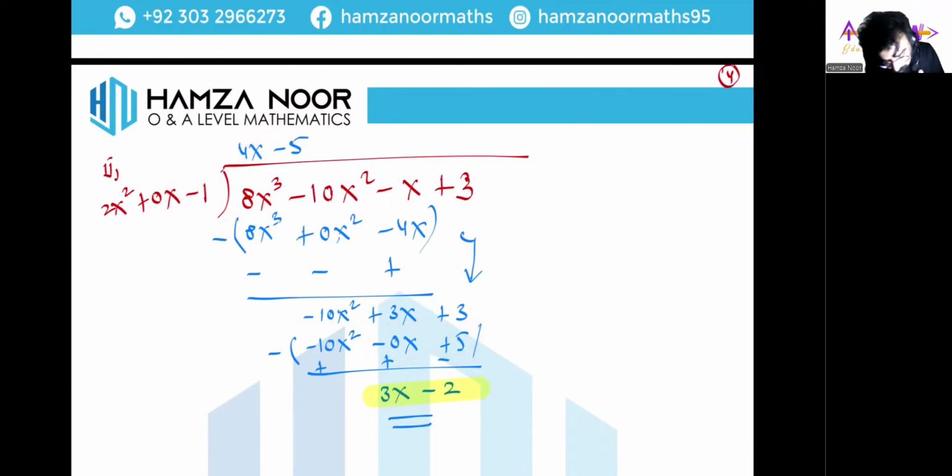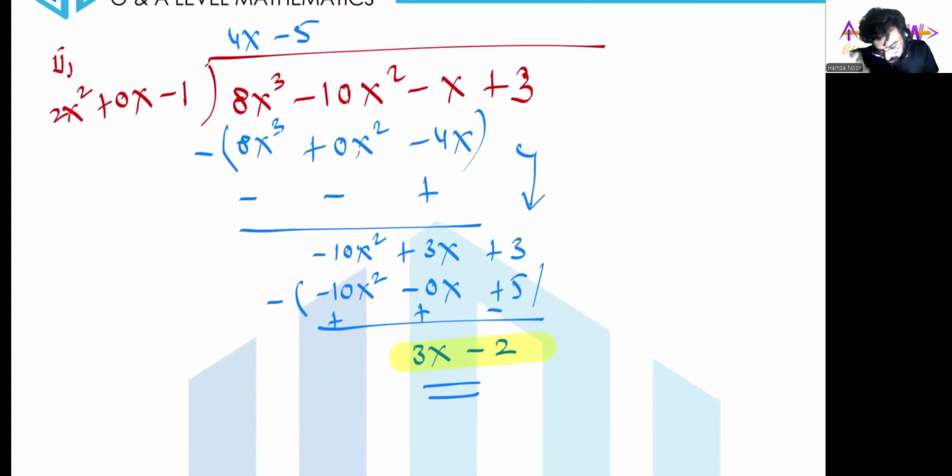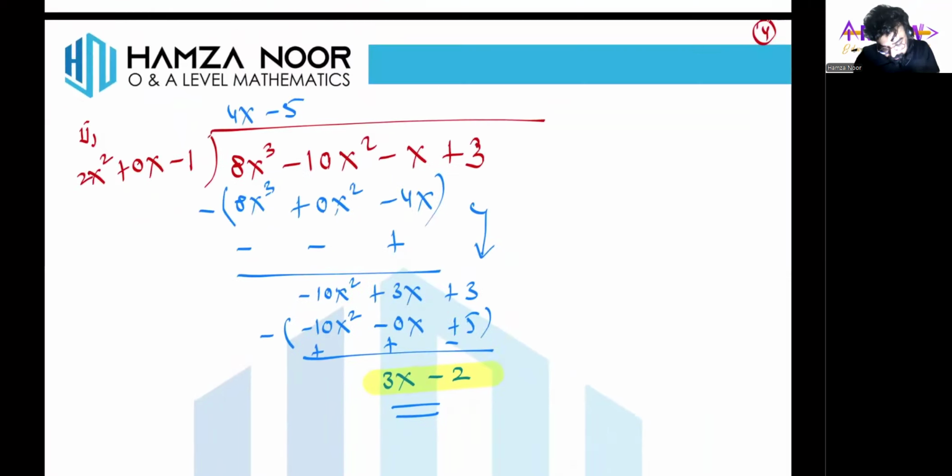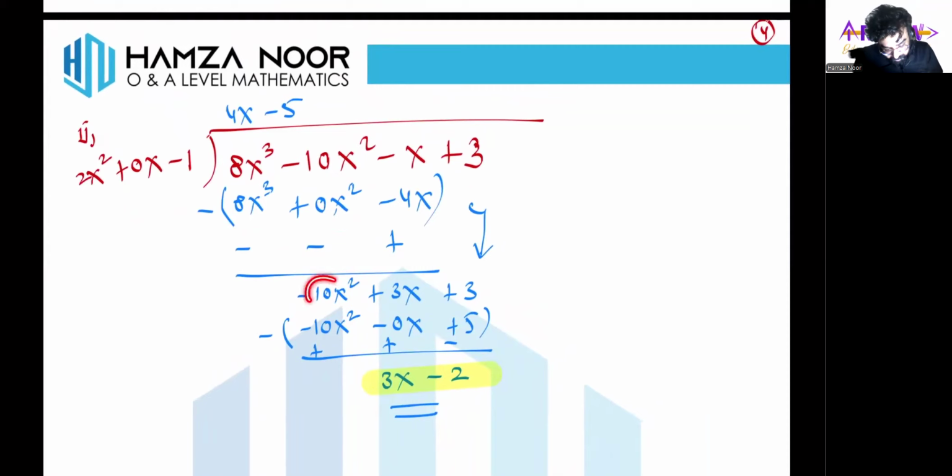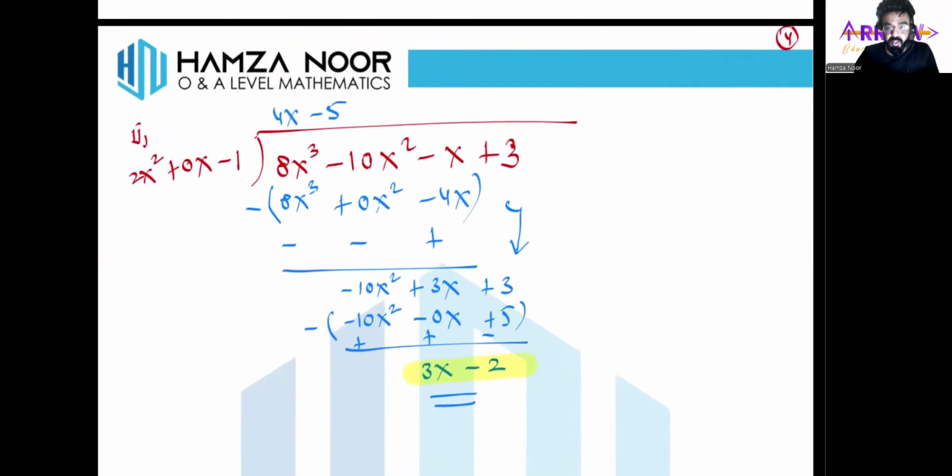Okay. And basically you multiply the expression with the minus sign so that the sign of each and every term gets changed. Okay, and then this term in x squared gets eliminated, and 3x over here as it is, and 3 minus 5 is minus 2, so the remainder is 3x minus 2. Okay, so the quotient is 4x minus 5, and 3x minus 2 is basically the remainder, and the requirement was to find the remainder, so 3x minus 2 is supposed to be your answer.